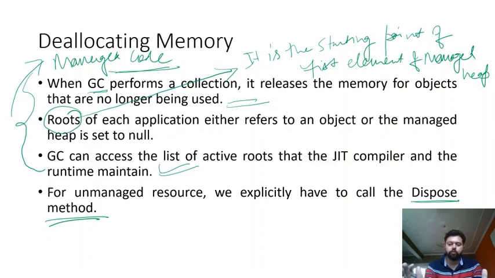So keep in mind, for managed code, in which the code is compiled by the CLR, this is done automatically. The garbage collector will do automatic allocation and deallocation of memory. And for unmanaged code, the code which is compiled by the operating system directly, we have to explicitly call a piece of code or dispose method to deallocate or release the memory.